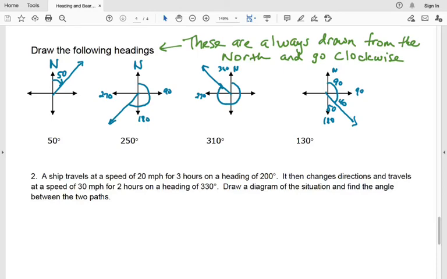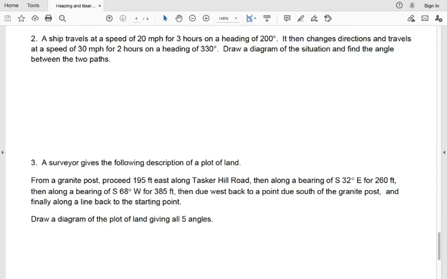Let's do another example with a ship. Okay, on this one we have a ship traveling at a speed of 20 miles per hour for 3 hours. So that's 60 miles.